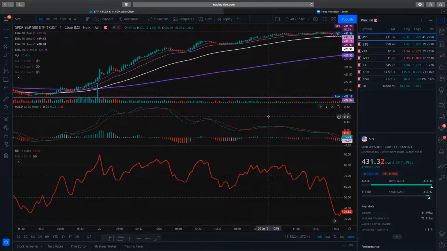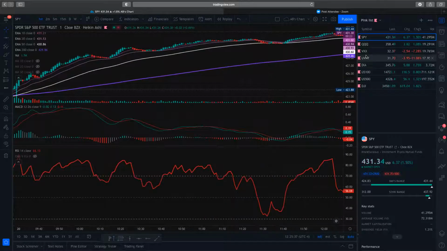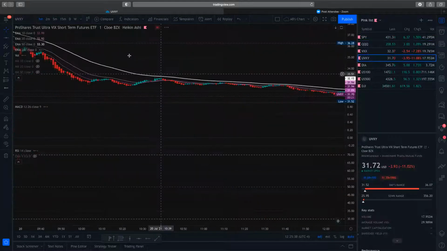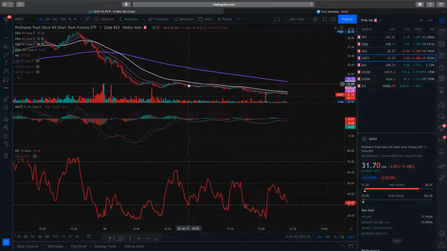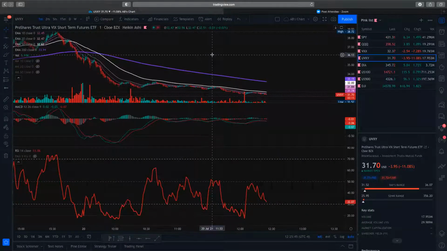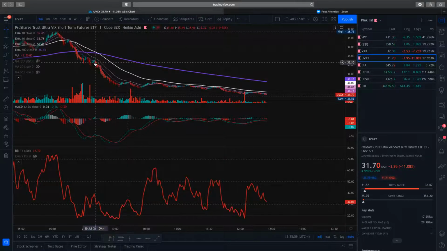Let's see. Oh yeah, I was talking about UVXY. All right, so UVXY is an ETF that tracks the VIX. Basically, I like it because it's a little more liquid and the contracts are really cheap. This is the inverse of the SPY. So if the SPY is going up, then UVXY, VXX, all the VIX ETFs are going to come down. They're totally inverse of each other, and it's like a double play.